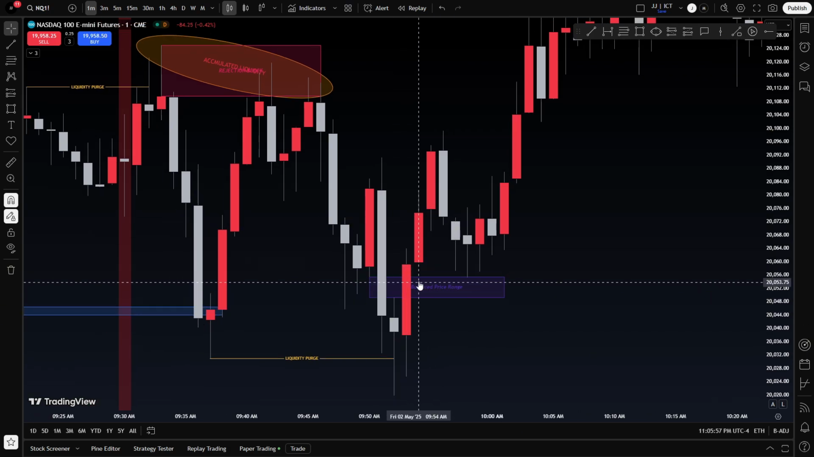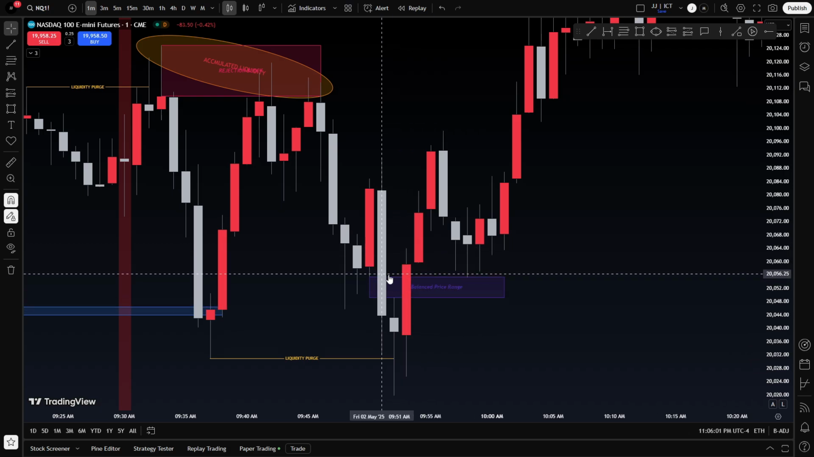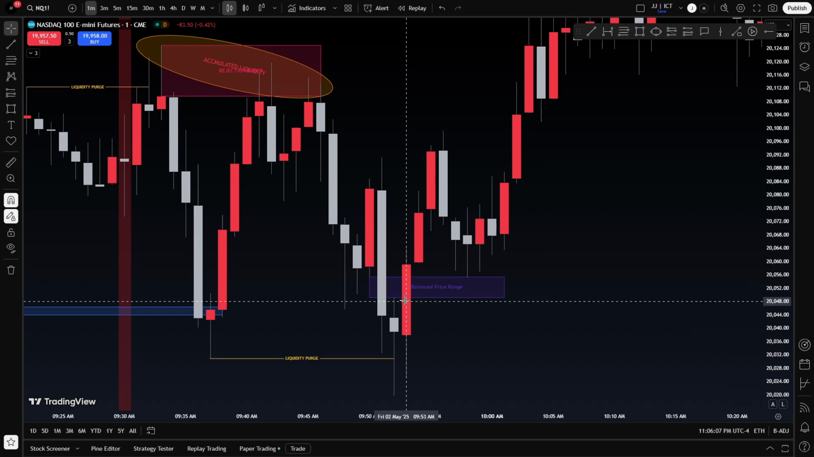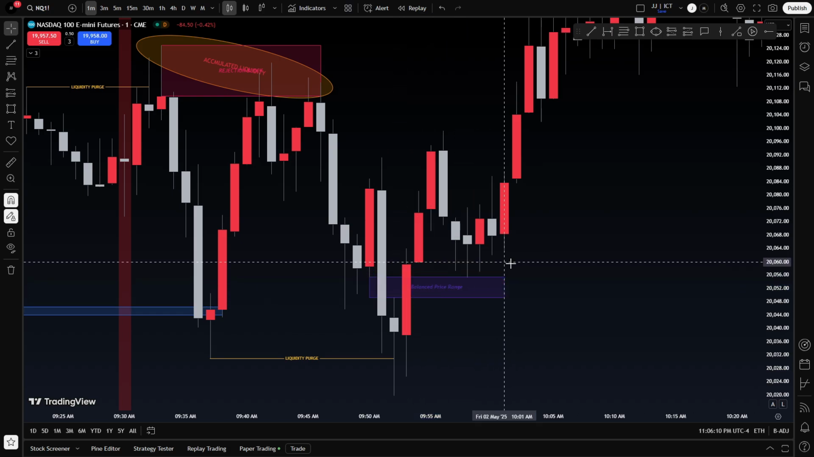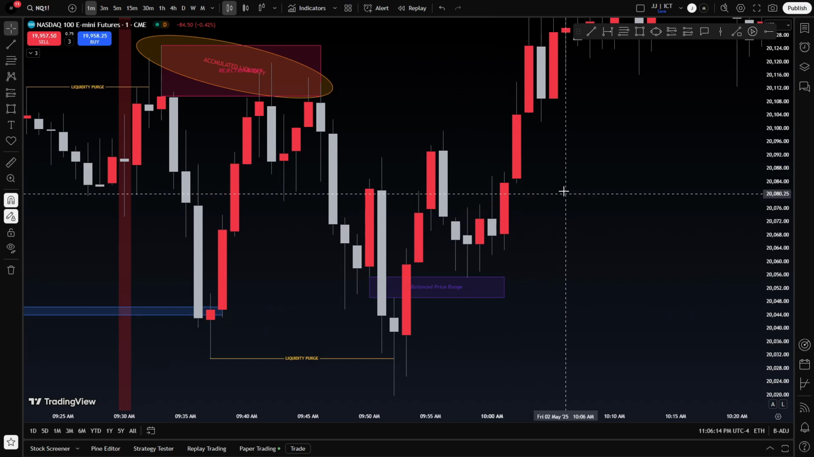You would disregard this fair value gap here, this bigger one, because it overlaps the smaller one, and you would use the smaller one because it's basically been superpowered. It's been supercharged. So this would be the stronger fair value gap. And as you can tell, in hindsight, price came down and immediately shot higher.